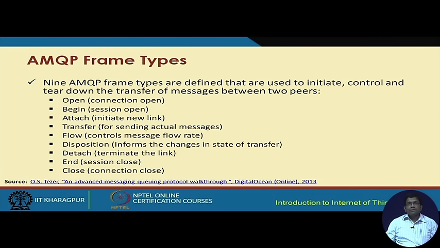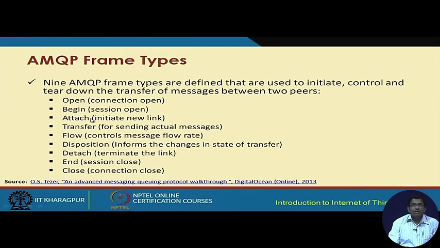So, the different frame types, there are 9 AMQP frame types that are used for defining, to initiate, control and tear down the transfer of messages between 2 peers. So, we have the first one, the first frame type is the open frame type, which is used for opening a connection. Corresponding to this, we have the close frame type, which is for closing the connection. Then we have the begin frame type, which is for opening a session, and correspondingly we have the end, which is for closing that particular session.